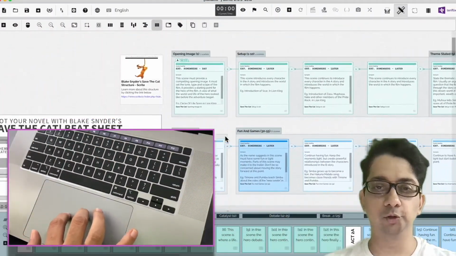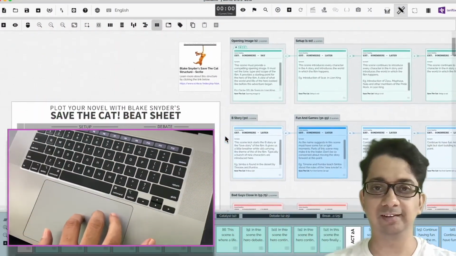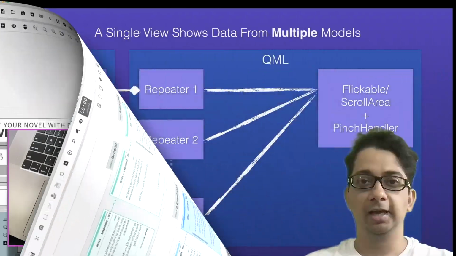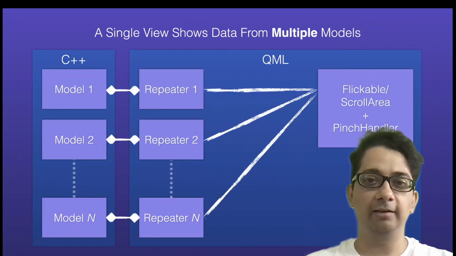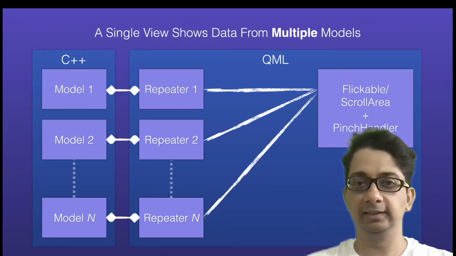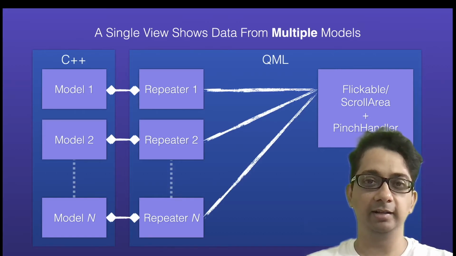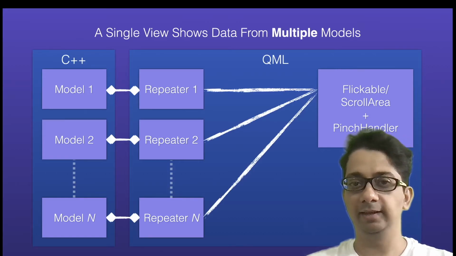This is especially useful if you have a laptop with a trackpad. You can use two fingers to zoom in and zoom out. In summary, whenever we have data to be rendered from multiple models on a single view, this is a design pattern that we could use. A repeater for each layer that renders data from different models on a single view.